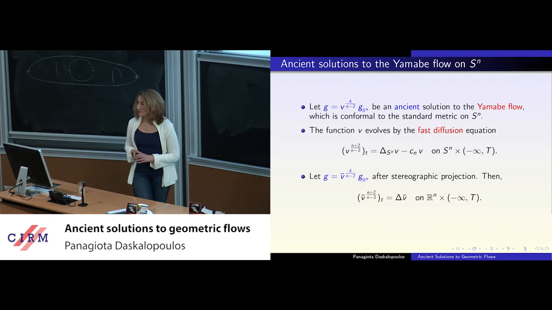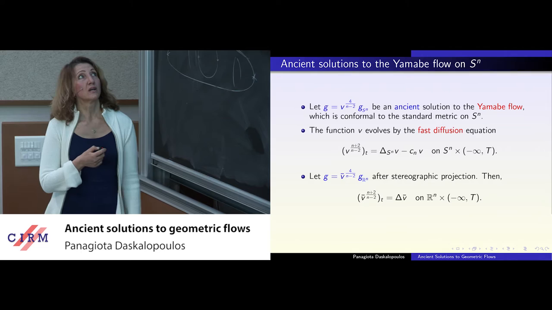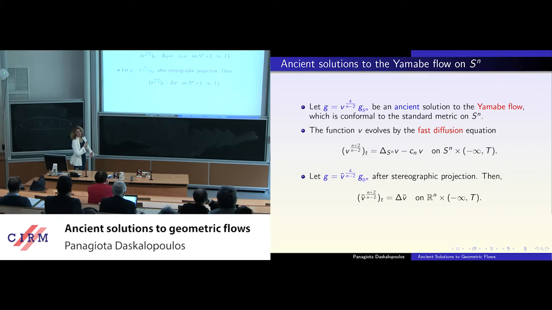And here you have a very nice PDE, so it's this. It's the higher dimensional analog of the logarithmic fast diffusion equation. And this exponent is, of course, what appeared in Manuel's talk, and it's the elliptic critical exponent. And under stereographic projection, this equation is equivalent to that equation on Rn.